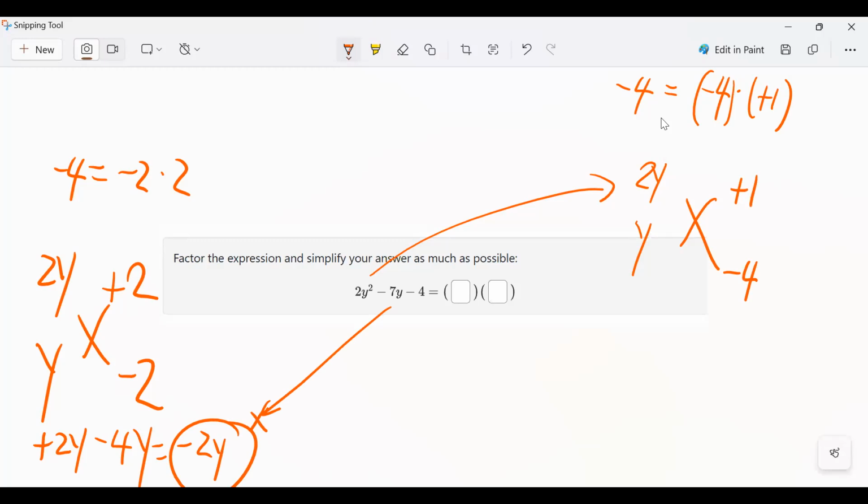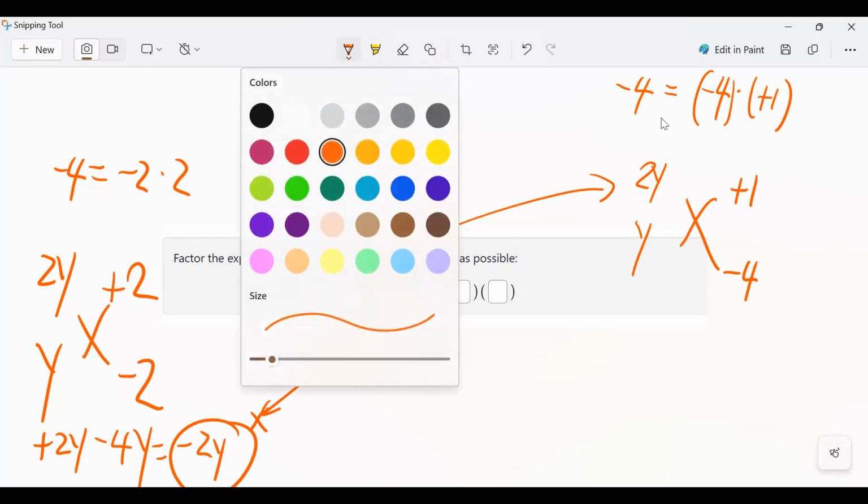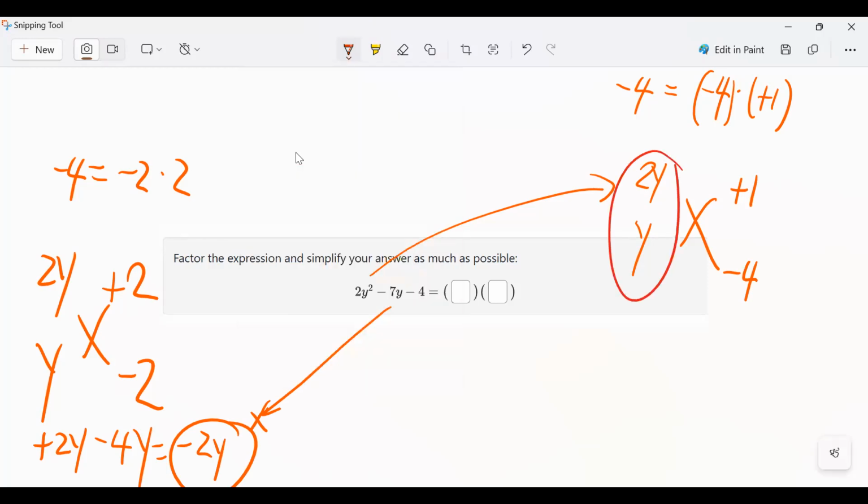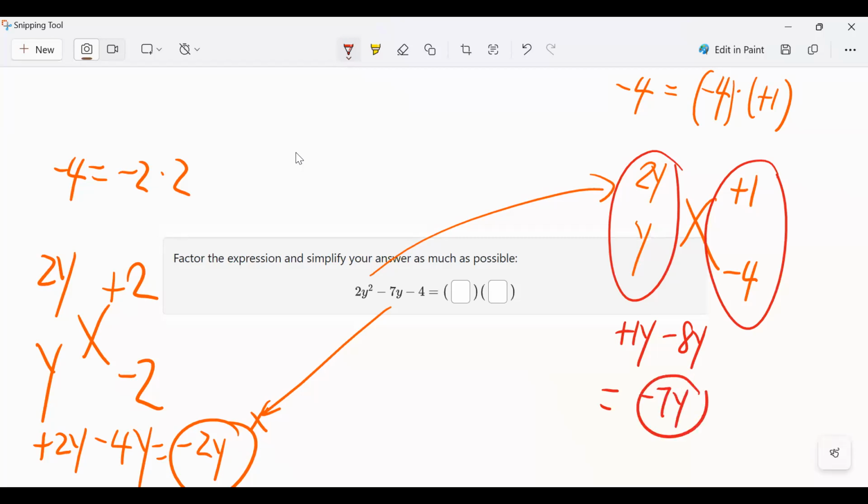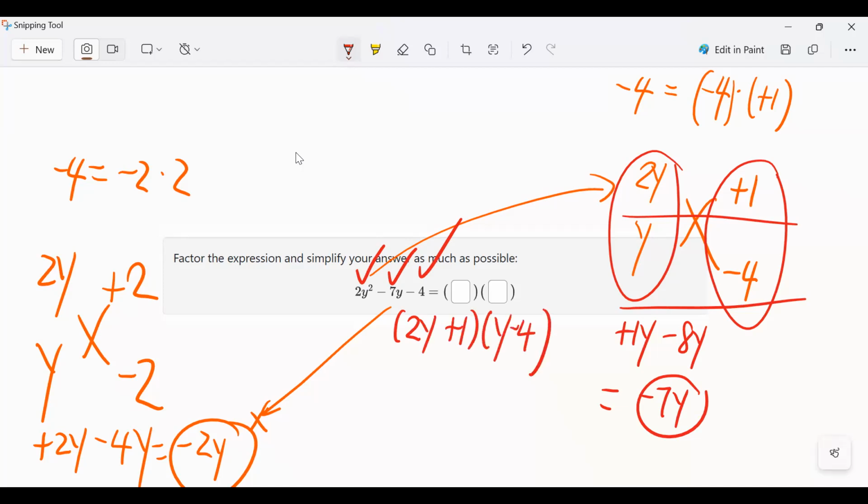And from there, we get the first term, and then the last term. The middle term will confirm that, right? So cross multiplying, 1 times y, probably 1y. Negative 4 times 2y is minus 8y. Combine them, 1 minus 8 is minus 7y. The first term, last term, middle term, all three are confirmed. So the answer is 2y plus 1, y minus 4.